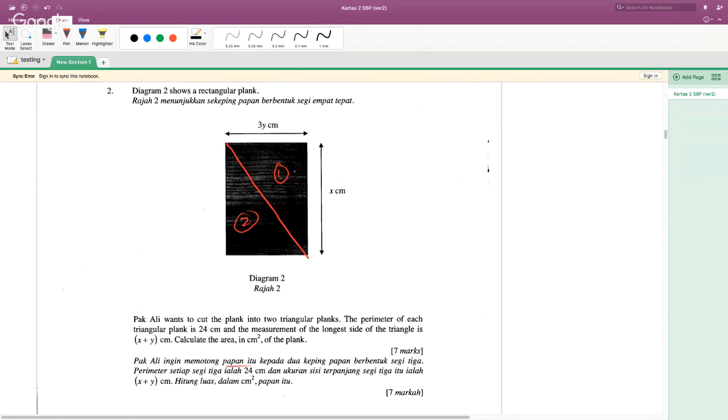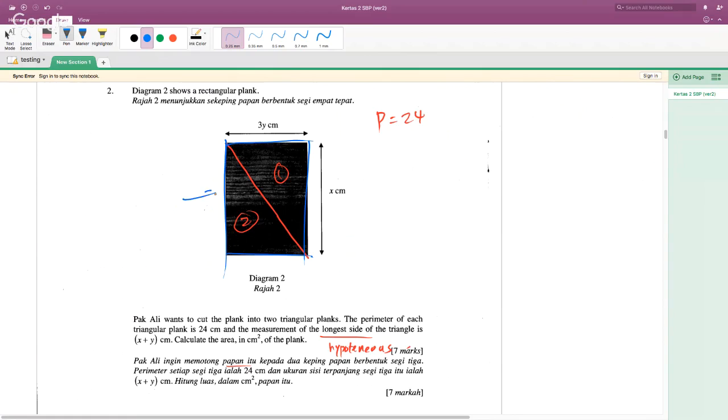The perimeter of each of the triangular planks is 24 centimeters. That means I know perimeter equals 24. And the measurement of the longer side of the triangle is x plus y. The longest side of the triangle, we know what they're trying to say, is the hypotenuse, because the hypotenuse is always the longest side. Calculate the area of the whole plank. So your objective is to find the whole area.